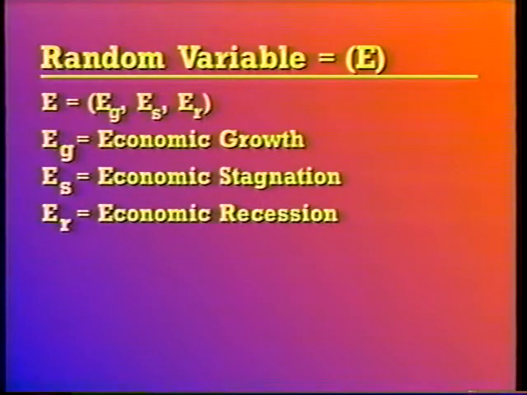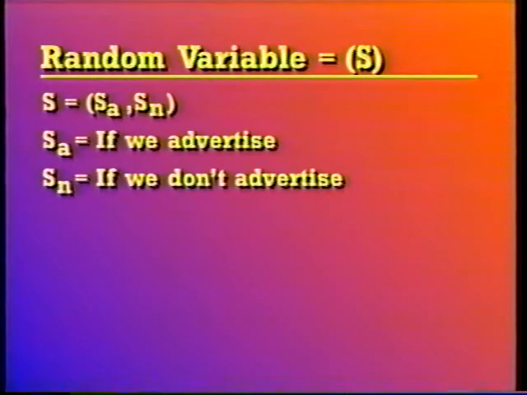Let us assume that your possible events for the condition of the economy are defined as economic growth, or E sub G, economic stagnation, E sub S, and recession, or E sub R. Then we clearly have a decision variable. Do we want to advertise or not? If we decide to advertise, we define the random variable of net sales as S sub A, sales when you advertise. If we decide not to advertise, then our random variable is S sub N, or sales, no advertising.